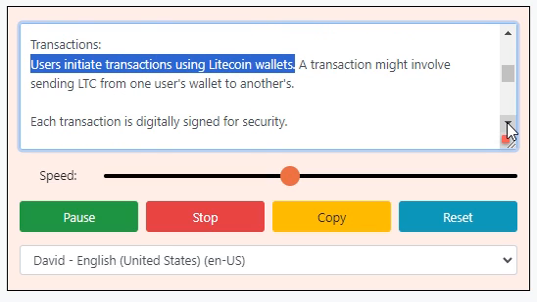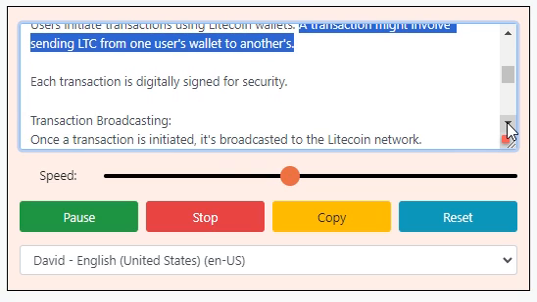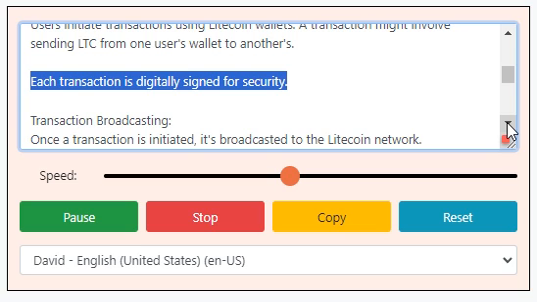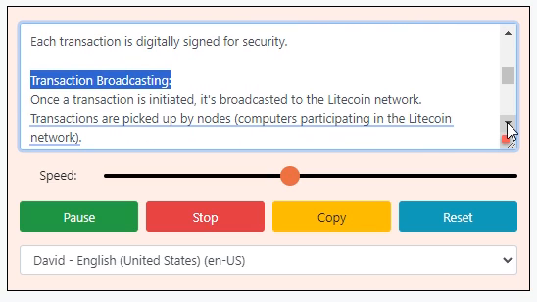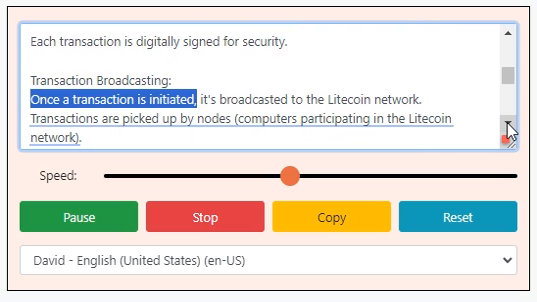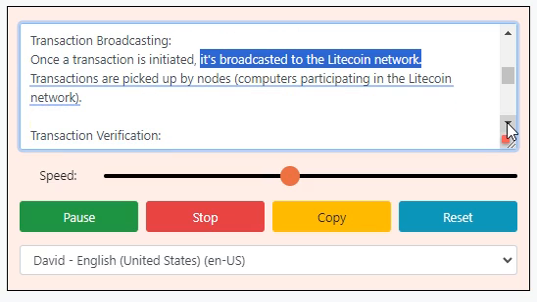Users initiate transactions using Litecoin wallets. A transaction might involve sending LTC from one user's wallet to another's. Each transaction is digitally signed for security. Transaction broadcasting. Once a transaction is initiated, it's broadcasted to the Litecoin network.